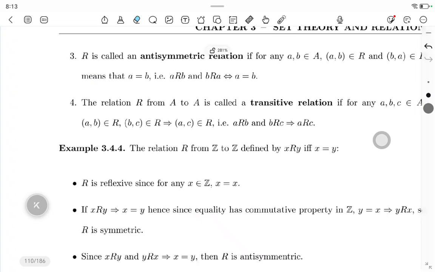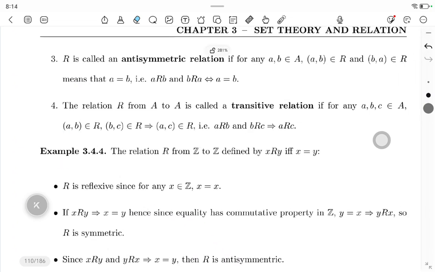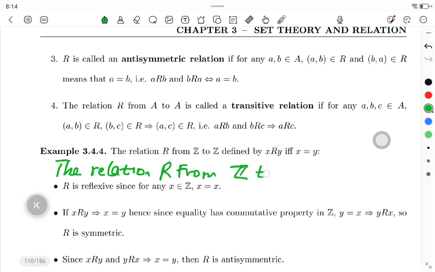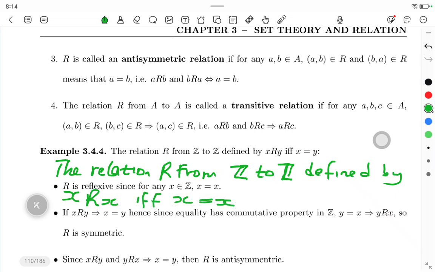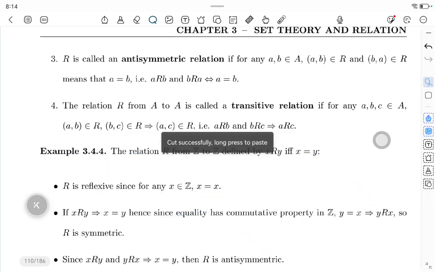Now we can look at an example. The example says, let me just copy this example, and then we can write it. They say that the relation R, now check, our set is what? It is Z, right? From Z to Z defined by x related to x if and only if x equals x. Alright, so I'm going to copy this, then we create a new page so that we can solve it fast, right?